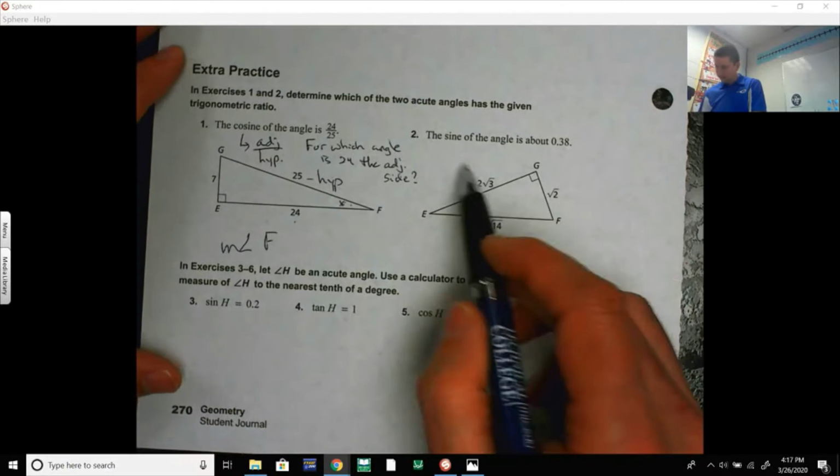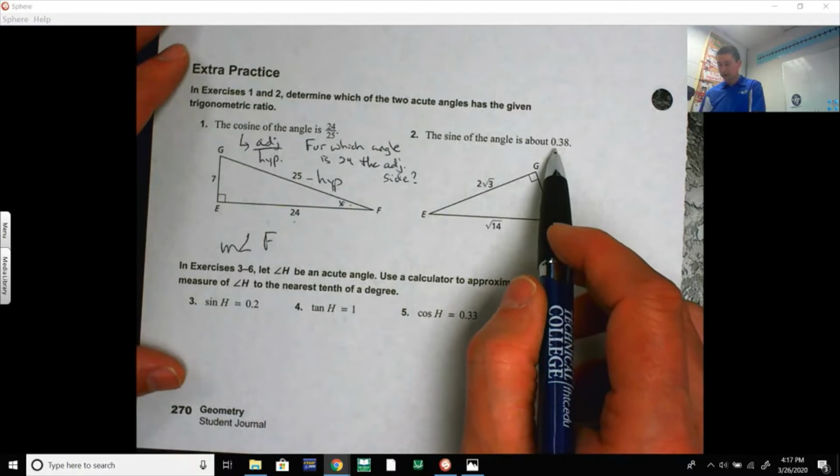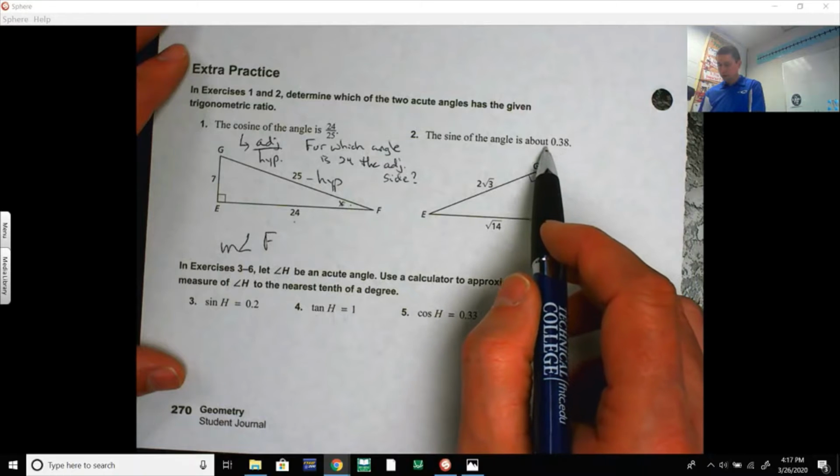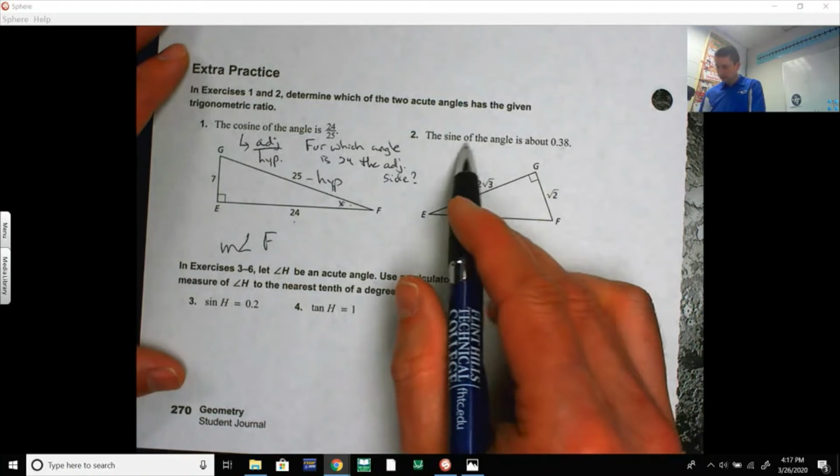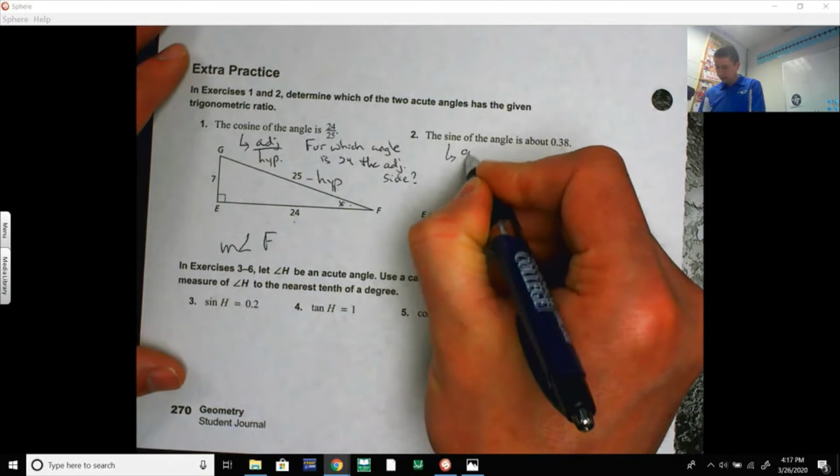We'll go over this. The sine of the angle is about 0.38. Ooh, so they're doing a decimal, and we have square roots here. So I'm going to check this. So sine, sine I know is opposite over hypotenuse.